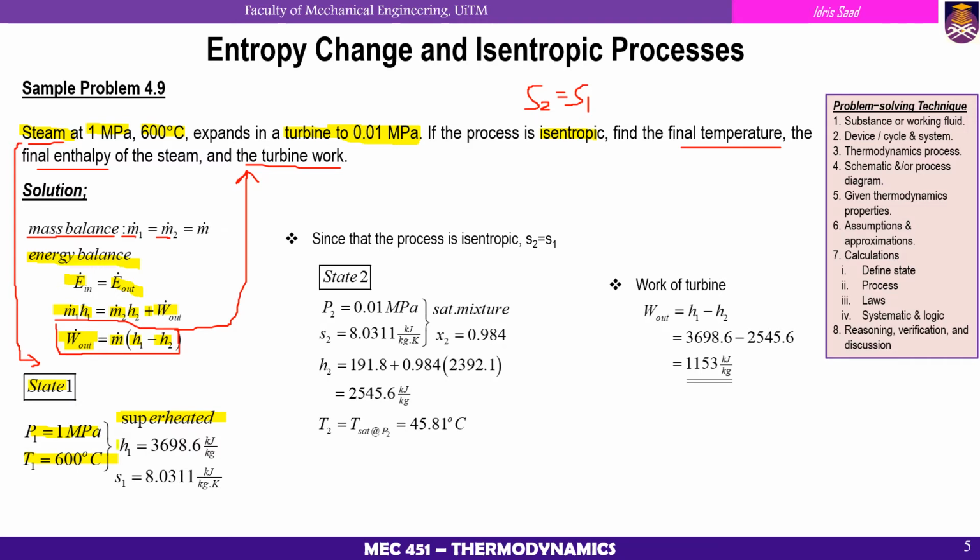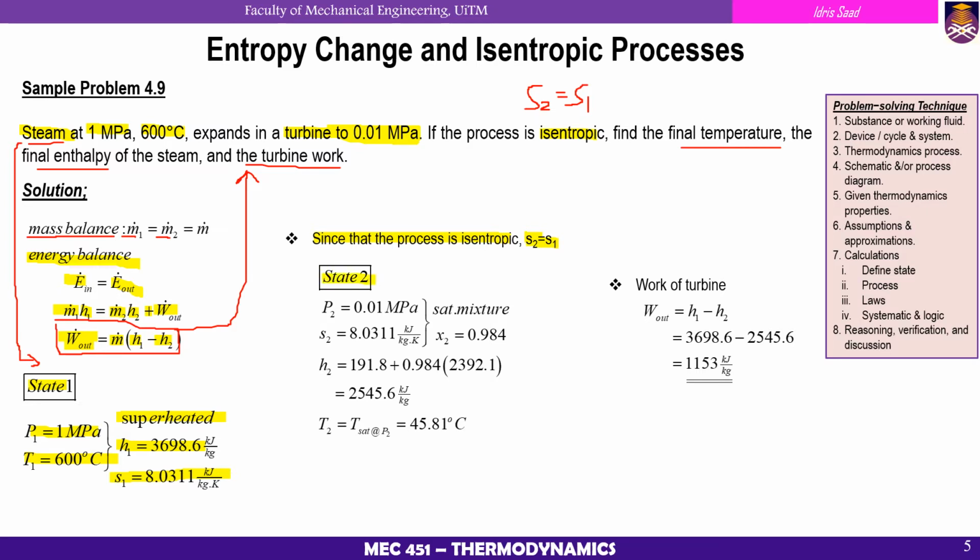We can get h1 is equal to 3698.6 kilojoule per kilogram. Similarly, at that point, we can take the data of the entropy at state number 1, which is equal to 8.0311 kilojoule per kilogram Kelvin. So now we have completed state number 1. So we go for state number 2. Please do remember that the process is isentropic. Therefore, S2 is equal to S1.